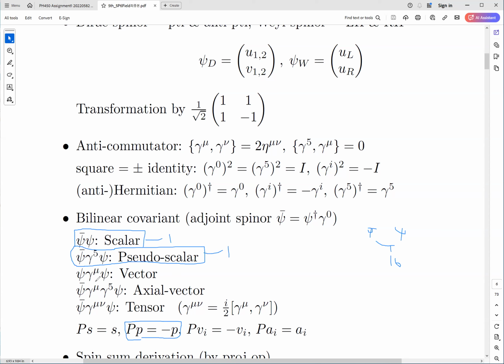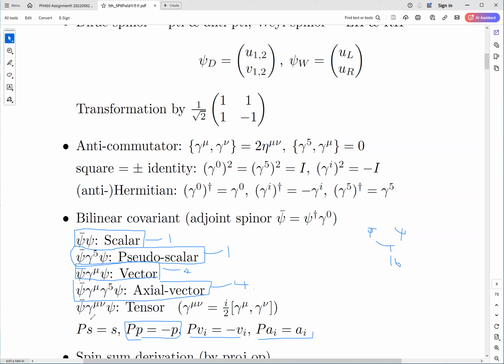And for the vector, we already saw that psi bar gamma mu psi is the Lorentz vector. There are 4 degrees of freedom. And if we insert gamma 5, it becomes the axial vector. For the parity transformation, vectors have a minus sign for the spatial components, but axial vectors have no sign change for those spatial components.